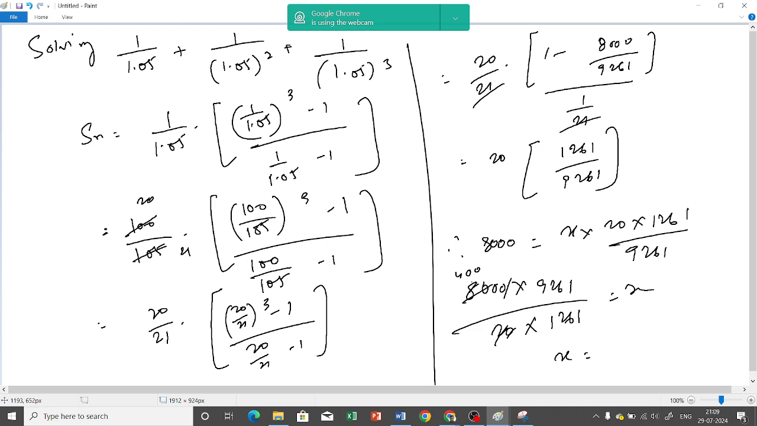So if I multiply 4, so 4 ones are 4, ones are 24. So 3704400 divided by 1261.